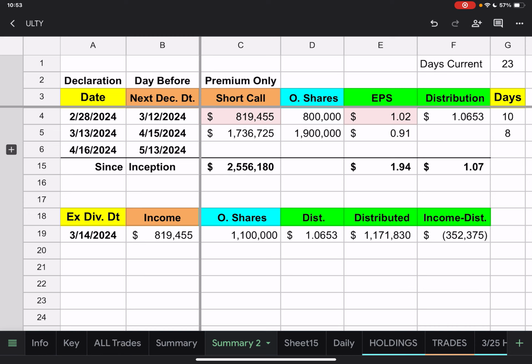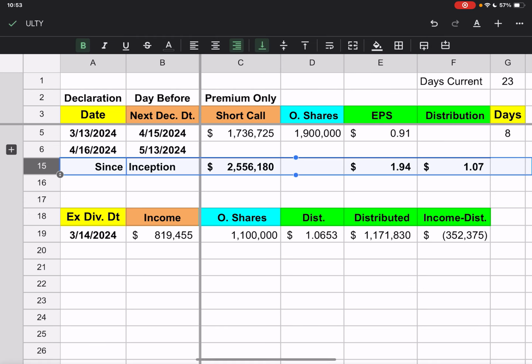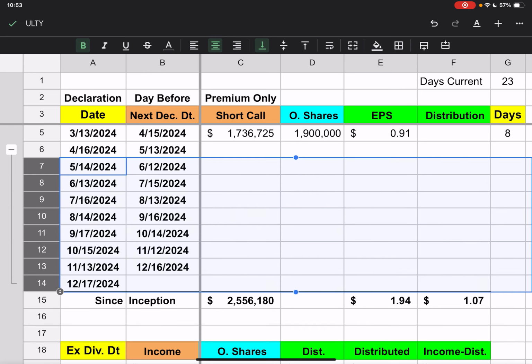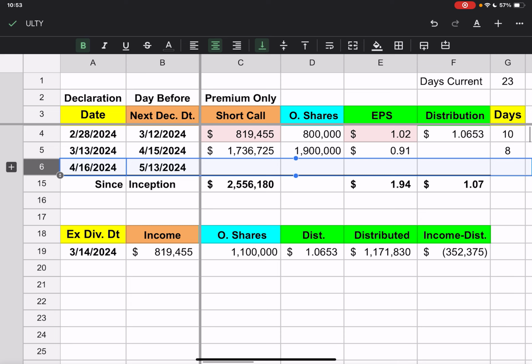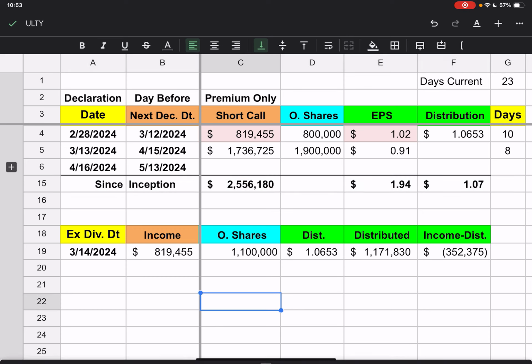So then the next thing I did is just did this total line for since inception. Of course, here I went ahead and added all the rest of the dates and just hid them. But I have a since inception that totals up the number of short calls, the number of estimated, I say estimated because that 102 again, and then the distributed, what they've actually distributed. So I've just done a thing up there.